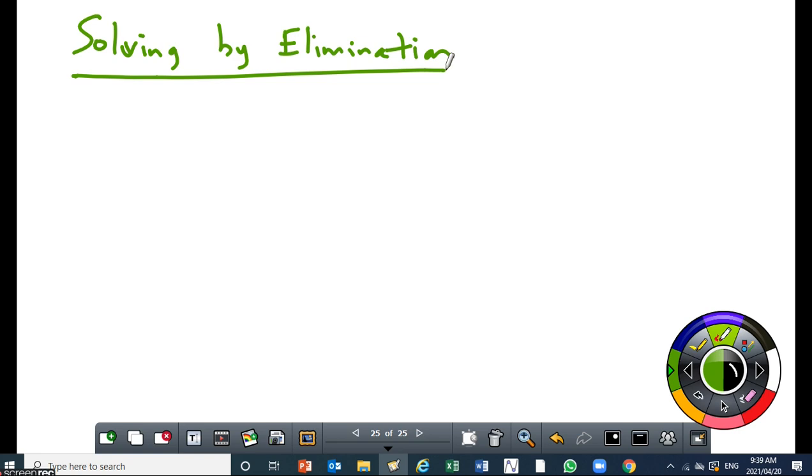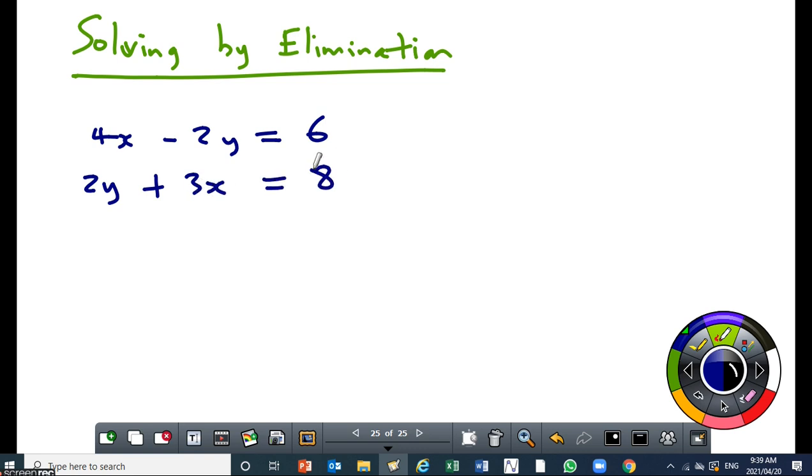What I'm going to do, I've got the question paper here from the department. This is the paper that you're supposed to write if you write the department paper. So I'm going to do the question on this paper as an example. Some of you I gave it to, but I'll give everyone at the end. So the equations are 4x minus 2y equal to 6, and the second one is 2y plus 3x equal to 8. Those are the two equations.